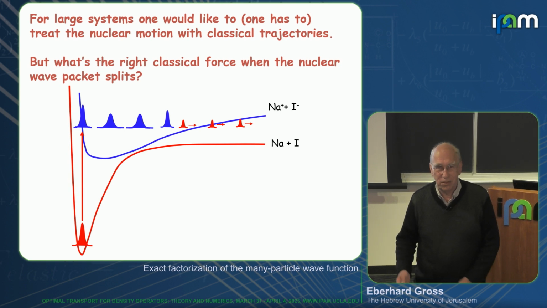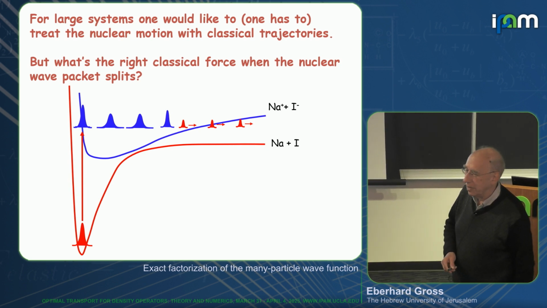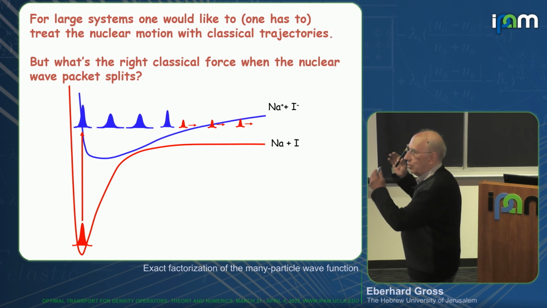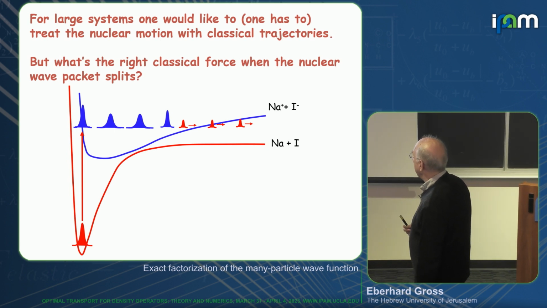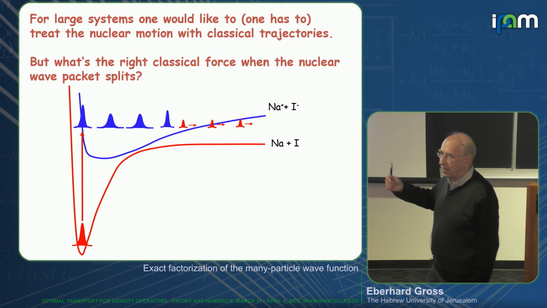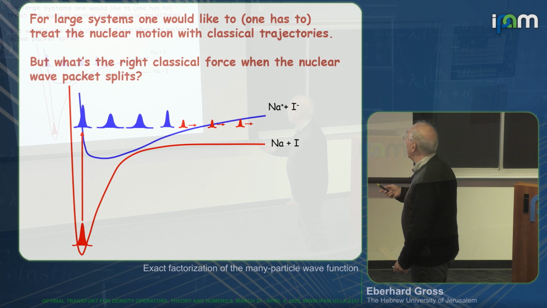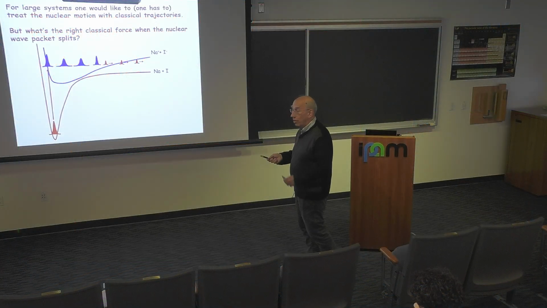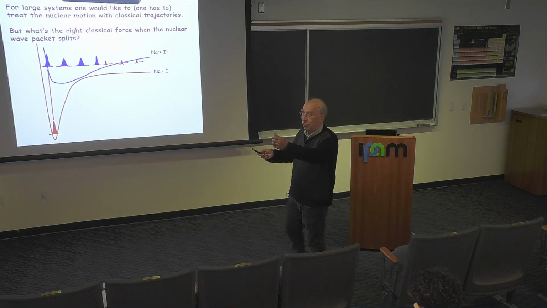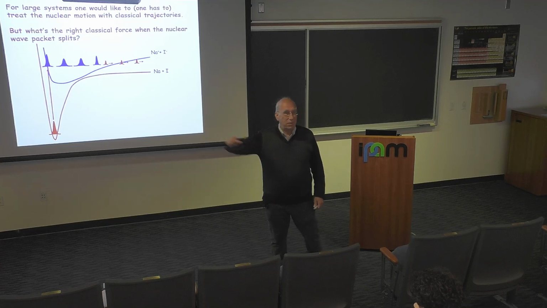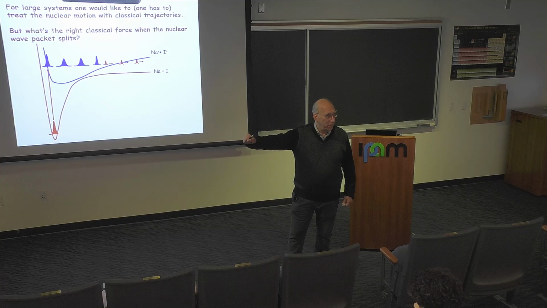And this is a prototypical experiment. Ahmed Zewail got the Nobel Prize for it in 1999. So this is accepted knowledge. This is what is happening. But then, when the nuclear wave packet splits, one part oscillates on the blue surface, and the other one dissociates. So you have a probability for dissociation and a probability for vibration.